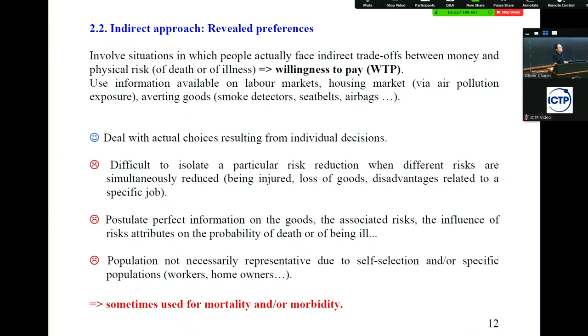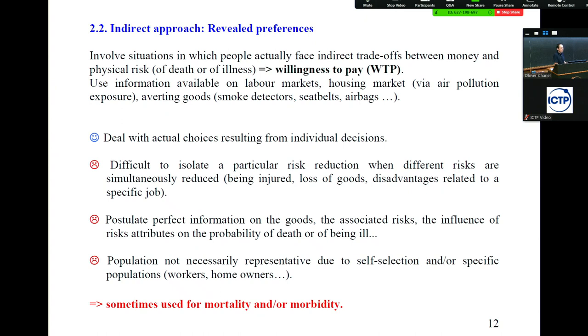You can do the same thing on the job market with risky and less risky jobs. More risky jobs are better paid than less risky jobs, so the premium associated with a more risky job can help us construct a value for prevented fatality, a value of life, by knowing at the same time how much more risky the job is, by 5 per 10,000 and so on. So you can compute statistically what is the value of death based on observing labor markets, housing markets, or averting goods with the same reasoning.